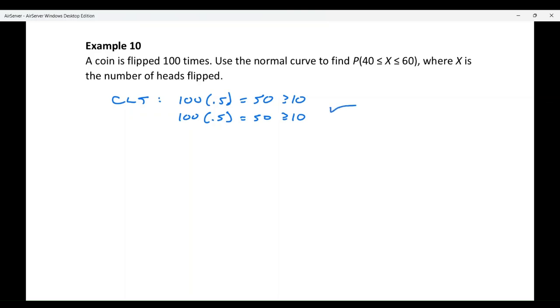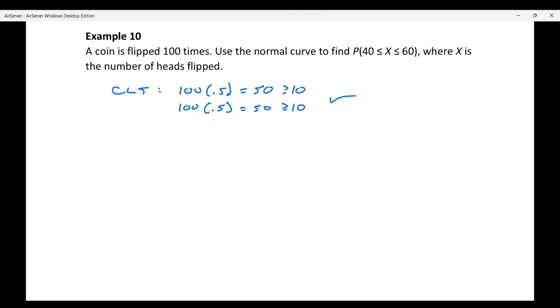Which means that yes, I am able to use a normal distribution in lieu of a binomial distribution. All right, so let's see how this works then. We're going to start the same way we did with the previous example. We're going to find the mean and standard deviation, and that's found the same way. So the mean is n times p, which we just found using CLT. That's going to be 50.